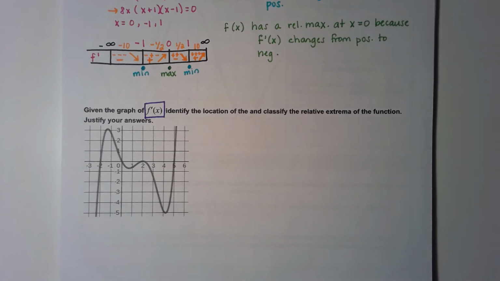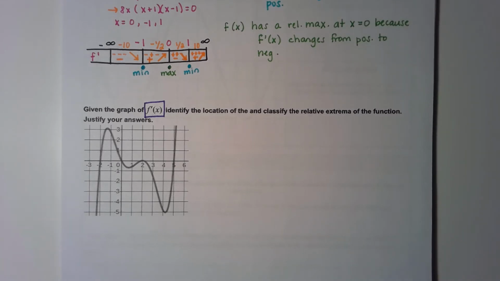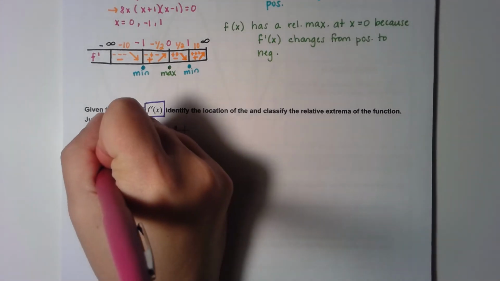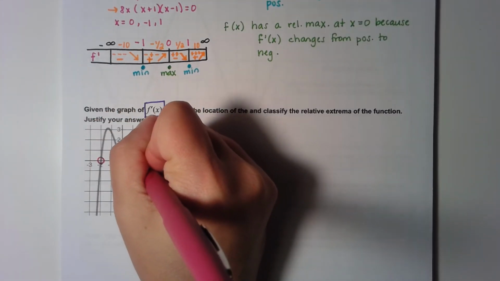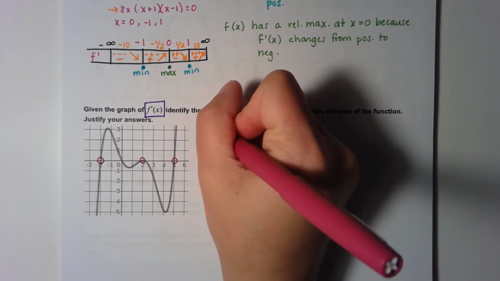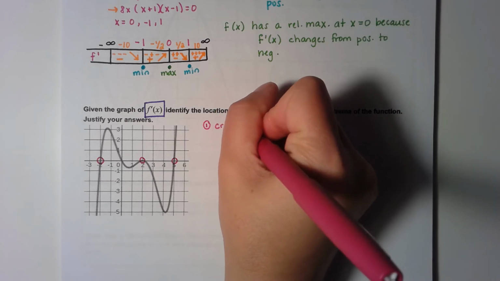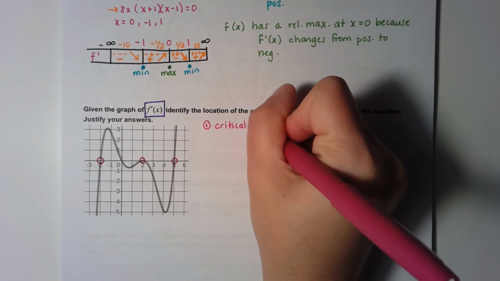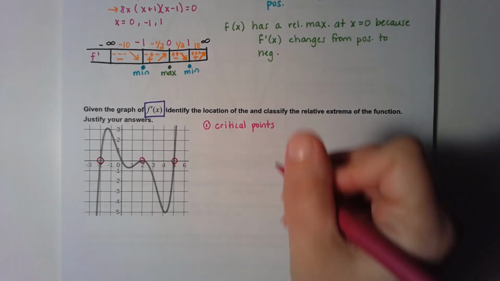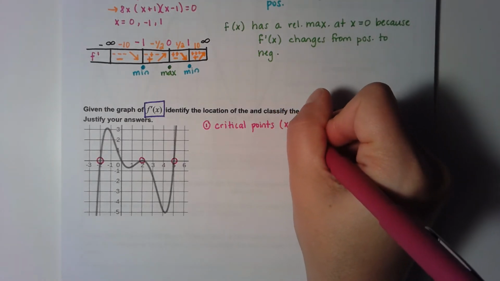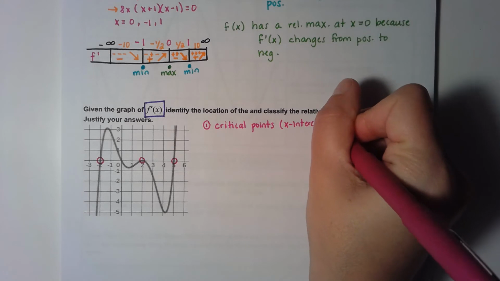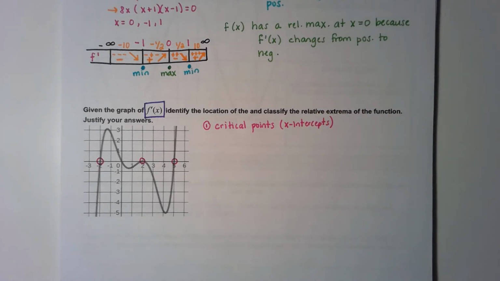So step number 1 is going to be to find the critical points. And I'm going to circle them on the graph. My critical points would be at -2, +2, and 5. And the reason that those would be my critical points is because those are the x-intercepts on the graph of the derivative. And we need to remember that the x-intercepts on the graph of the derivative are the critical points of the original function.